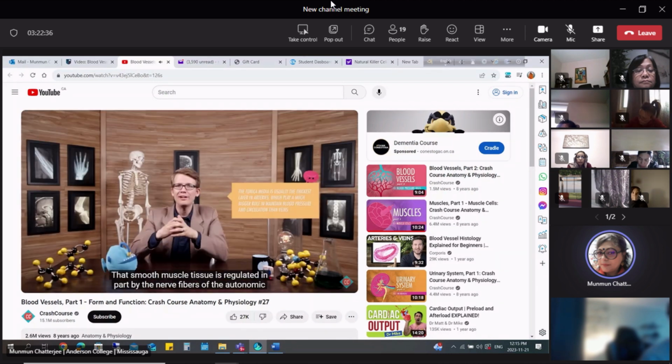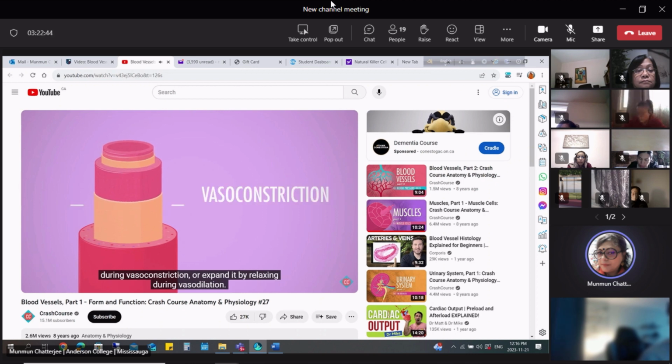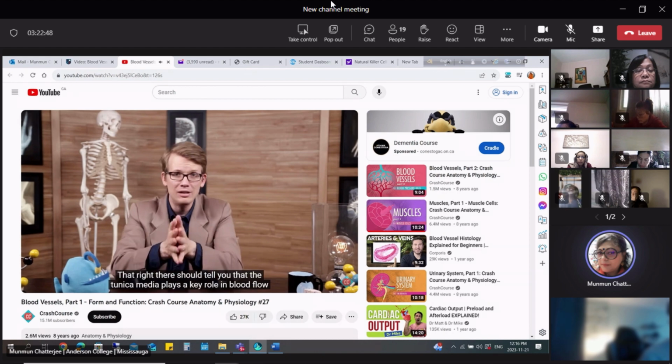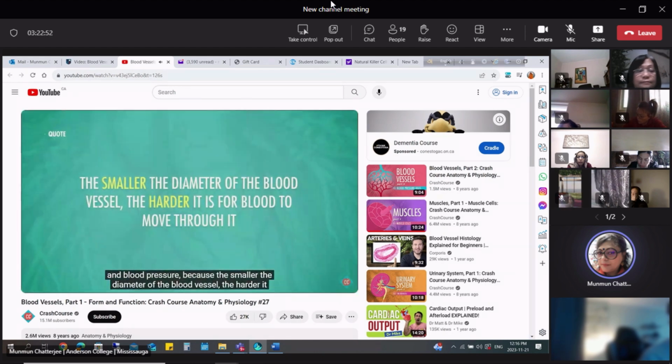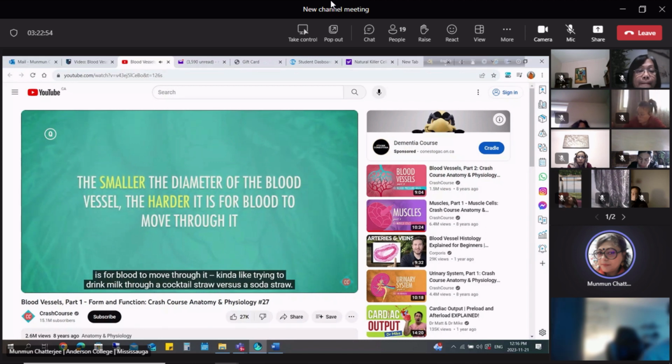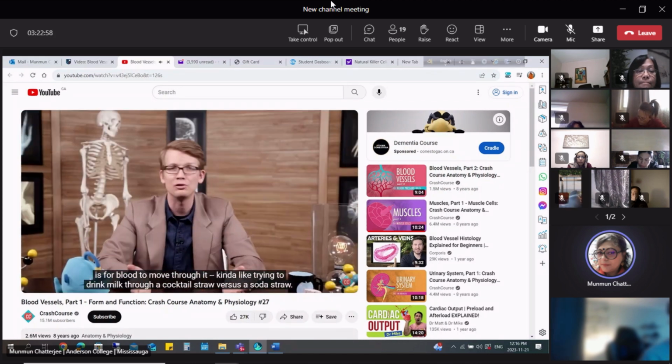That smooth muscle tissue is regulated in part by the nerve fibers of the autonomic nervous system, which can decrease the diameter of the lumen by contracting this middle layer during vasoconstriction or expand it by relaxing during vasodilation. That right there should tell you that the tunica media plays a key role in blood flow and blood pressure, because the smaller the diameter of the blood vessel, the harder it is for blood to move through it. Kind of like trying to drink milk through a cocktail straw versus a soda straw.